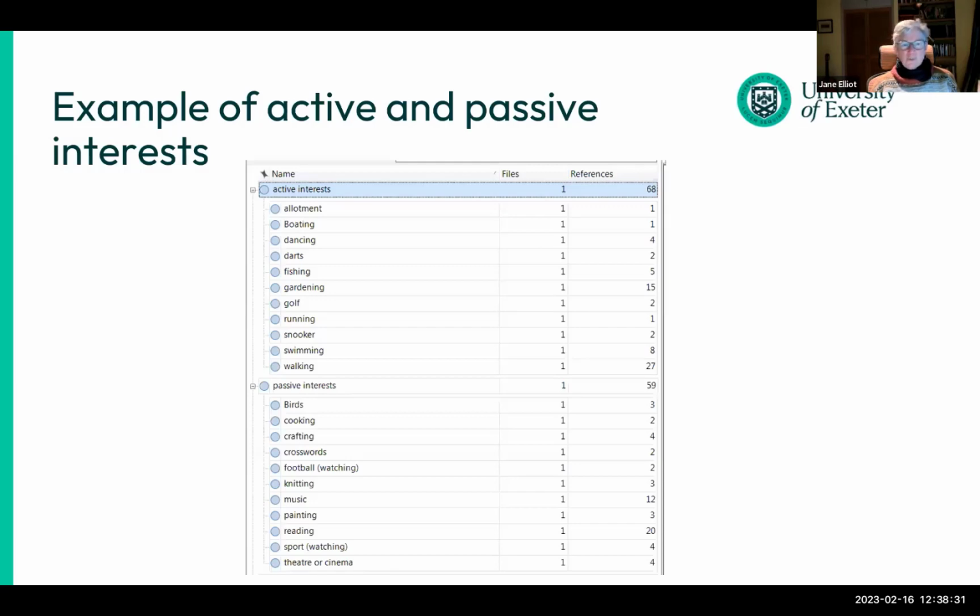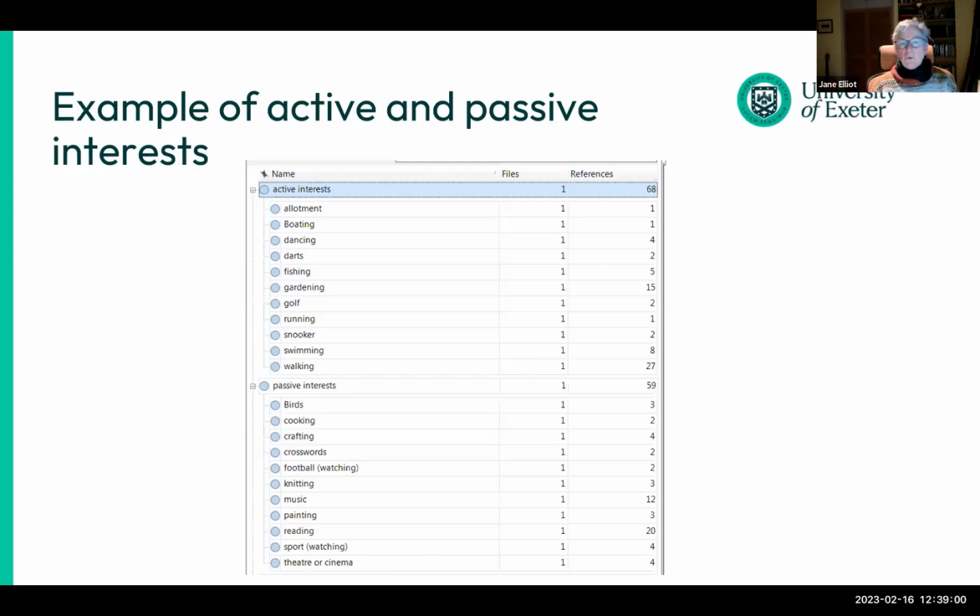with running or swimming. But anyway, be that as it may, I suppose it reveals the subjective nature of coding, and darts as well perhaps is not a very active interest. But hopefully you can see what I'm getting at here. And certainly I would see reading as a passive interest. And birds, if you're bird watching, you probably have to stay pretty still. But I'm making the broad point here that NVivo is allowing you to aggregate these codes.